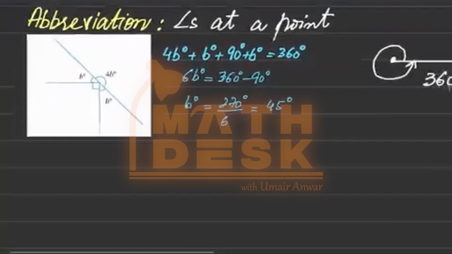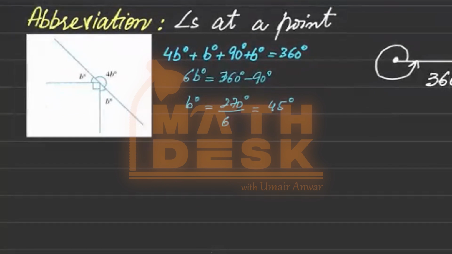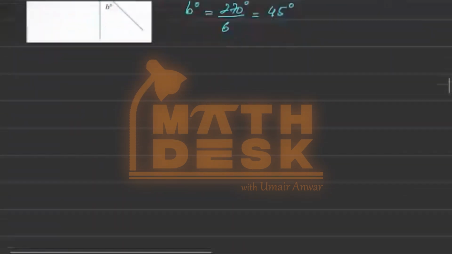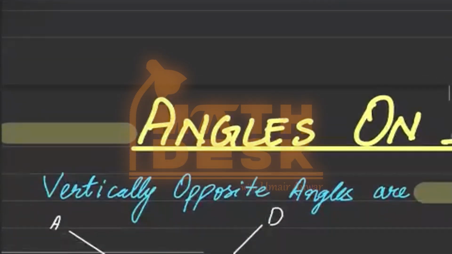And this relation is used to find out the different values in the situation where angles around a point are given.